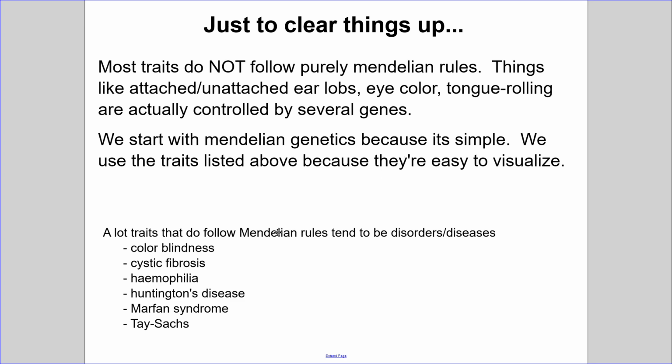Typically, things that follow Mendelian rules tend to be disorders, things like color blindness, cystic fibrosis, hemophilia, Huntington disease, Marfan syndrome, and Tay-Sachs. These are some types of diseases or disorders that do strictly follow Mendelian rules. But a lot of the stuff that makes up your overall phenotype can be a little more complicated than that.